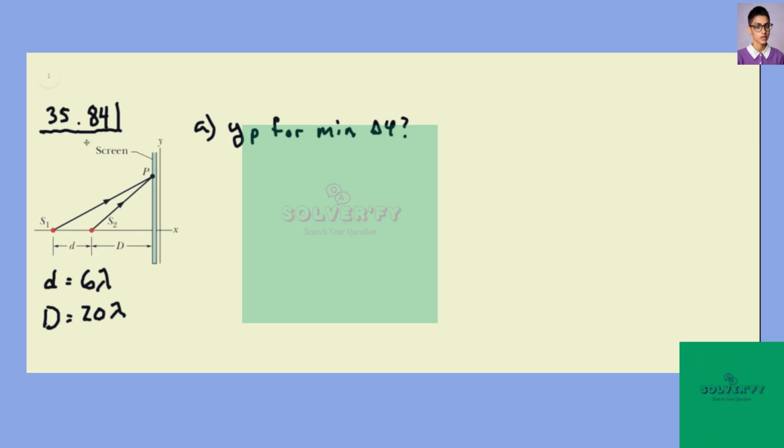So if we think back to looking at this sort of thing in general with a screen like this, we know that the minimum phase difference is going to be here where the path lengths are equal. But here the path lengths are always unequal until you get to infinitely far along the screen, at which point they both approach being vertical in that limit. And then their path lengths are both infinite. And so the minimum phase difference occurs at infinity.